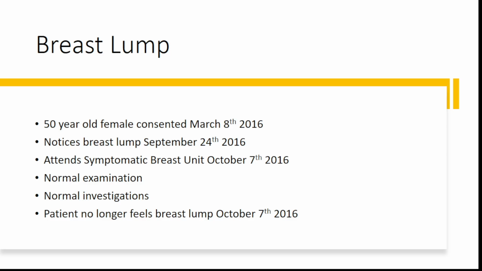A lady has a breast lump, notices it, goes to the symptomatic breast unit. They go and see her, everything is entirely normal. Is that an adverse event? Did she have the lump before she consented? No.